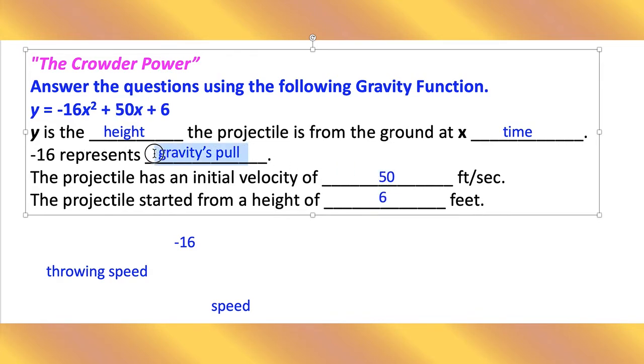Negative 16 represents gravity's pull. Y is going to be the height, and x is going to be the time in seconds. All right, so these other ones were just distractors, so don't worry about those.